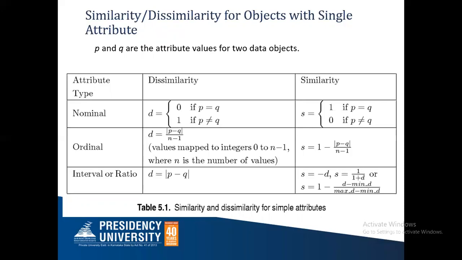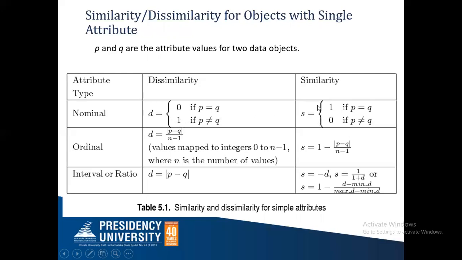First of all, we have four types of attributes, where the first one is the nominal attribute. In the nominal attribute, if the value of D is to be calculated, and the two attributes are the same, that is P is equal to Q, then the D value will be 0. It means they are not dissimilar, they are the same. In case P is not equal to Q, that means they are totally dissimilar. They are unequal, so D gets the highest value, that is 1.